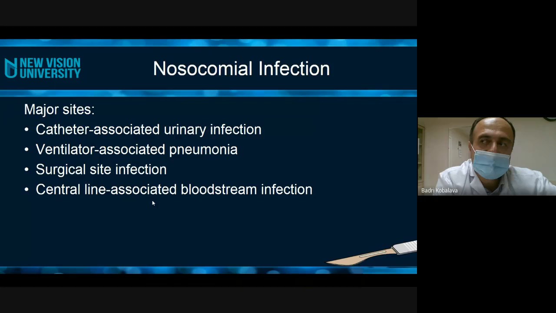Ventilator-associated pneumonia. The respiration machine can contain microorganisms which can infect the patient and cause ventilator-associated pneumonia, which is difficult to treat because of resistance. Surgical site infection is also a common site of nosocomial infection, and central line associated infection around the central vein catheters.